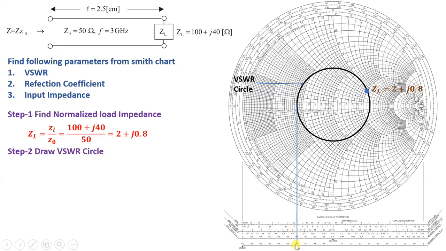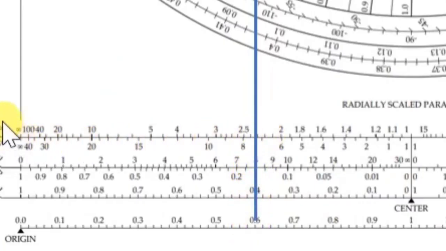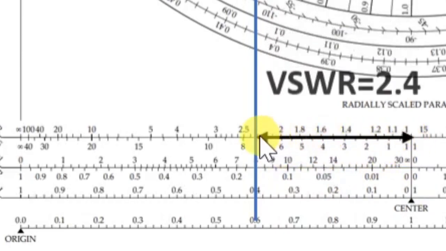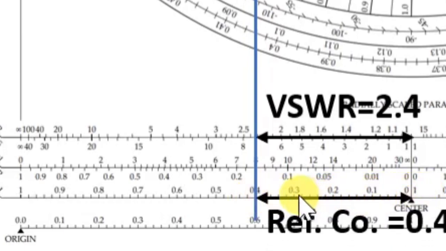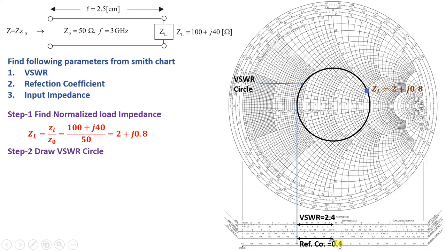Now once you have this VSWR circle, from here you can stretch a straight line onto this scale, and if you see carefully, the first scale identifies the VSWR value, and the third line identifies the reflection coefficient. So here the VSWR is approximately 2.4, and the reflection coefficient is approximately 0.4. So now we have calculated VSWR, that is 2.4, and reflection coefficient, that is 0.4.